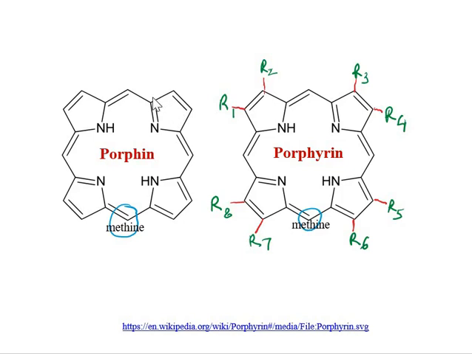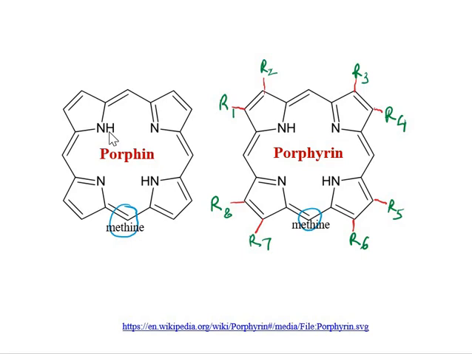And there you can see there are alternating double bonds in this porphin ligand, and this porphin ligand is actually a heterocyclic macrocyclic organic compound. So it has 4 pyrrole rings, and in these pyrrole rings you will find 2 nitrogens that are tertiary, and 2 nitrogens that are secondary.